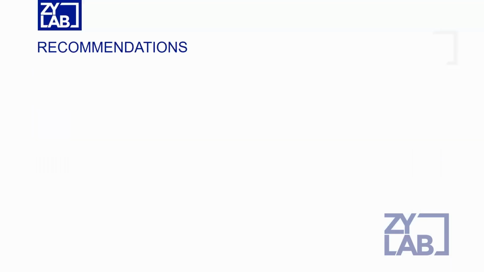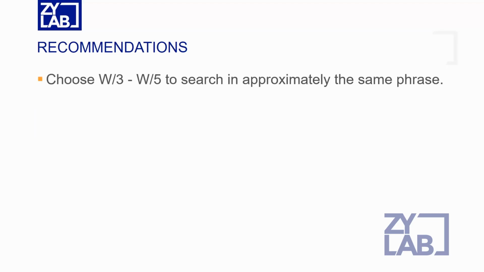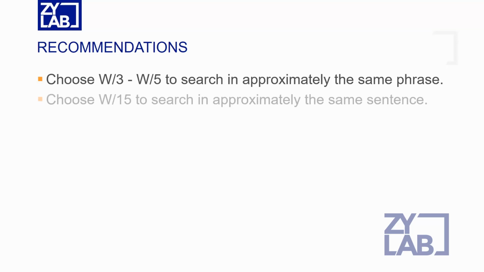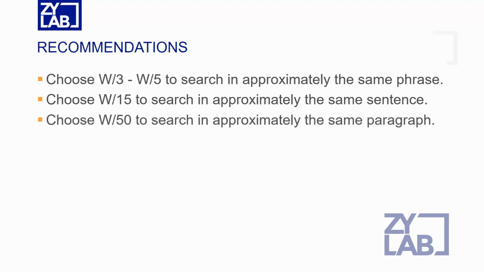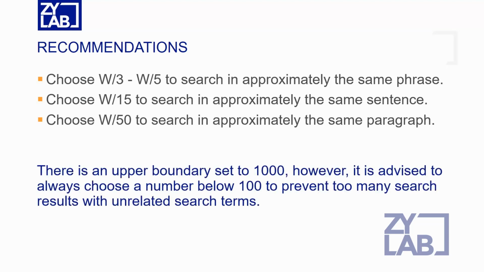The following are some performance tips to help you better understand the within operator. Choose within 3 to within 5 to search in approximately the same phrase. Choose within 15 to search in approximately the same sentence. Use within 50 to search in approximately the same paragraph. Though there's an upper boundary set to 1000, it is advised to always choose a number below 100 to prevent too many search results with unrelated search terms.